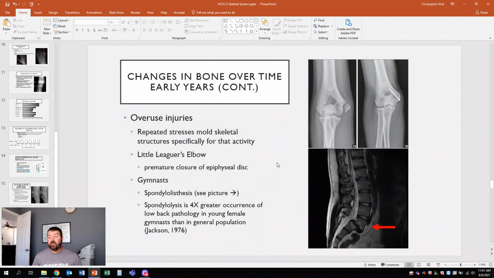Some other things: overuse injuries. Very common in younger athletes, just because they put too much force on their body. So one is Little Leaguer's elbow. This is a premature closing or some kind of fracture of the epiphyseal disc up here.